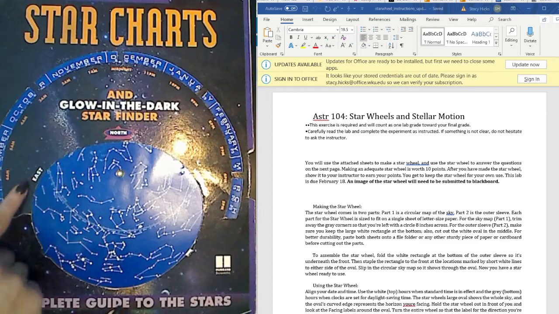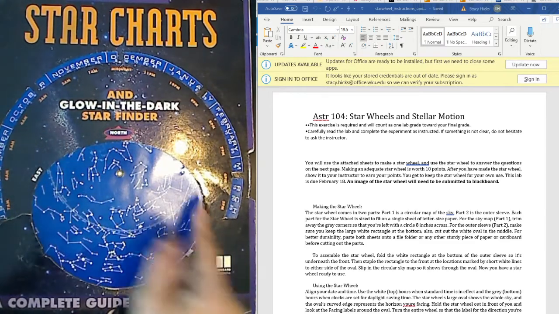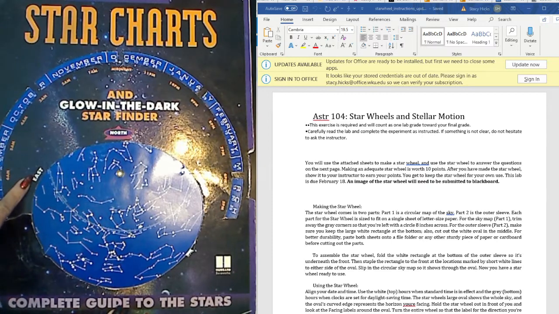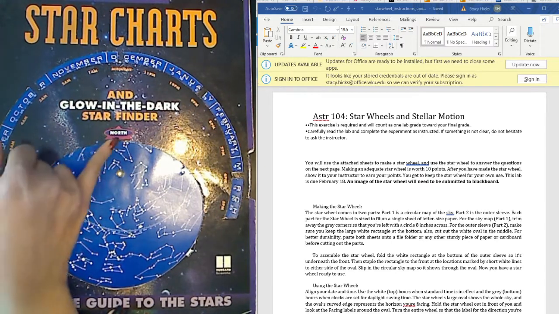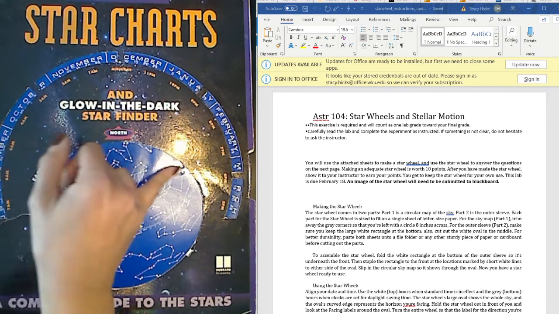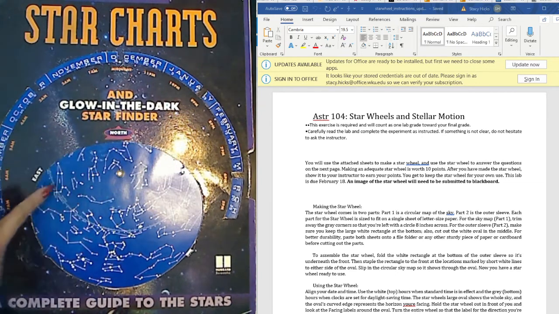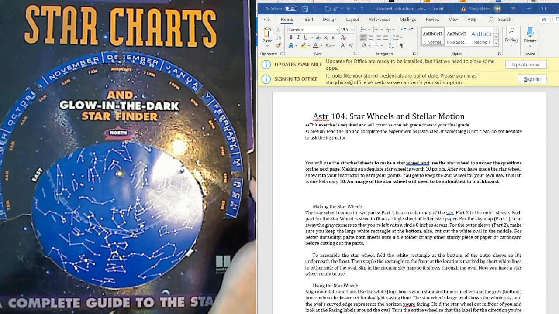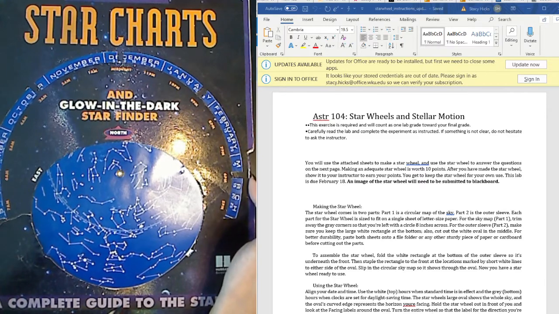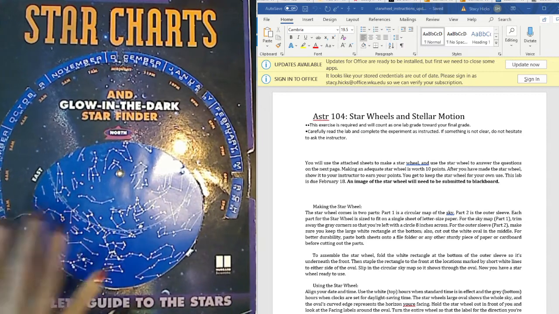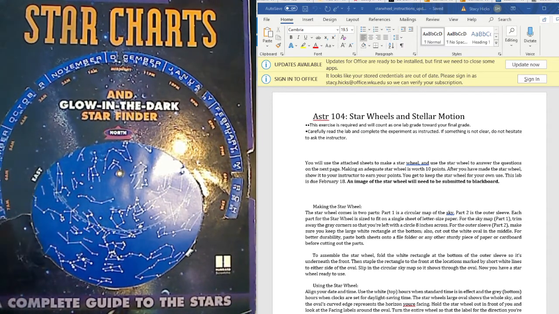Now, keep in mind, this shows the entire sky, right? So this is looking east, this is looking north, and this is looking west. Tonight at 8 p.m., these constellations that I can see here are going to be the ones that are visible in the sky.